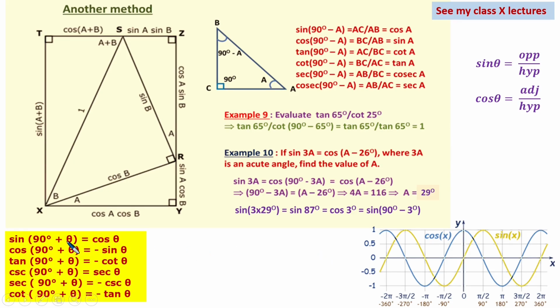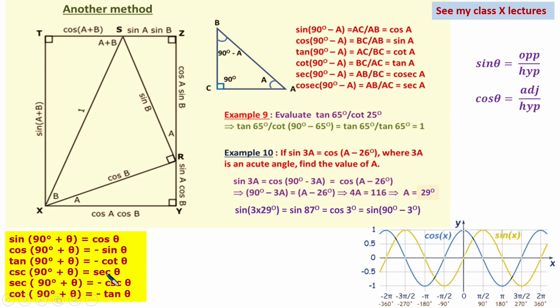Sine of 90 plus theta, that is sine of a plus b: sine a cos b plus cos a sine b, and sine of 90 degrees, that is pi by 2, is always 1, we know it. So sine 90 cos theta is cos theta, and then cos of 90 is 0, so the second term of sine of a plus b goes, so only cos theta remains. Similarly, cos of 90 degrees is always 0, so the first term is 0, then cos of a plus b is cos a cos b minus sin a sin b. So you have minus sin a, which is 1, so minus sin theta.